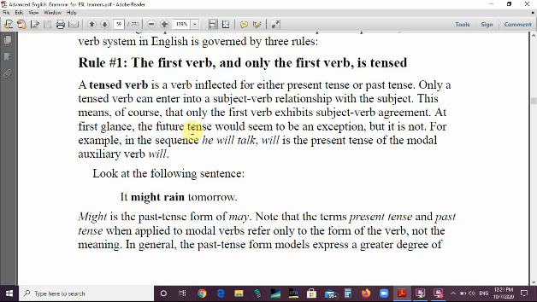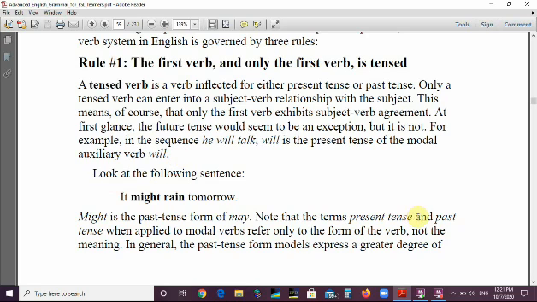At first glance, the future tense would seem to be an exception. Why? Because we have will. But in the sequence, he will talk, will is the present tense of the modal auxiliary verb will. Yes, it is used to express the future, but will is still the modal, the present form of the verb will. Will, and the past is would.